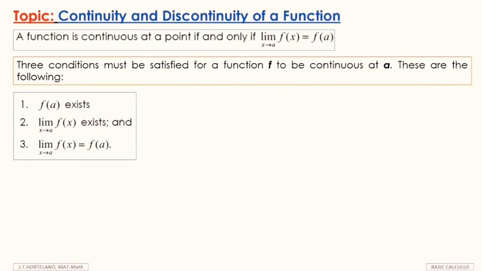First, the f of a must exist when you evaluate the function, when you directly substitute the a, so it must exist. Second, the limit of f of x exists as x approaches a. So in this case, you have to test the left-hand limit and the right-hand limit of a function. And third condition, the limit of f of x as x approaches a should be equal to f of a. So these are the three conditions in order for us to determine if the function is continuous at a.